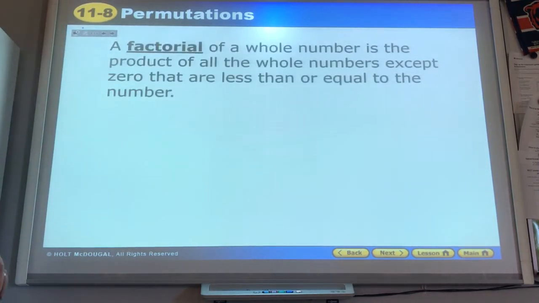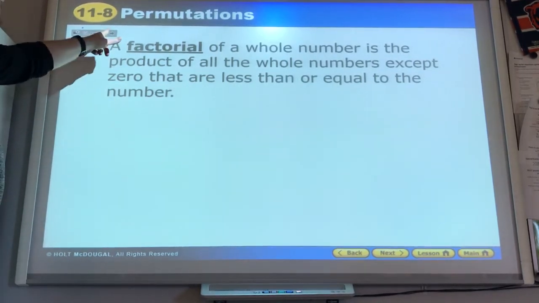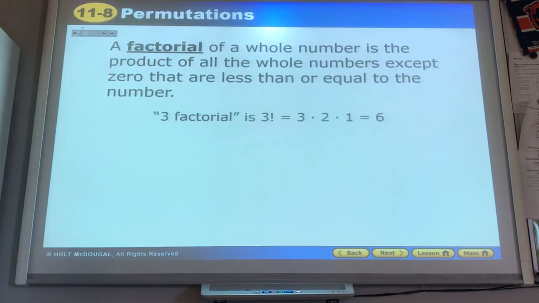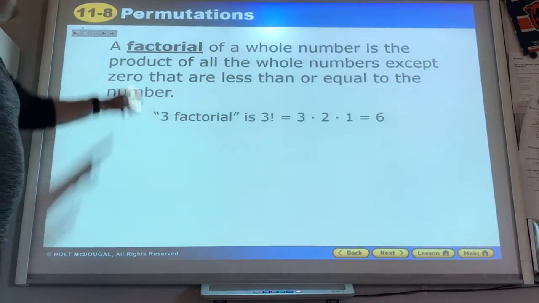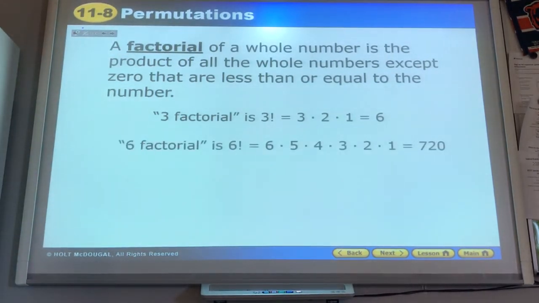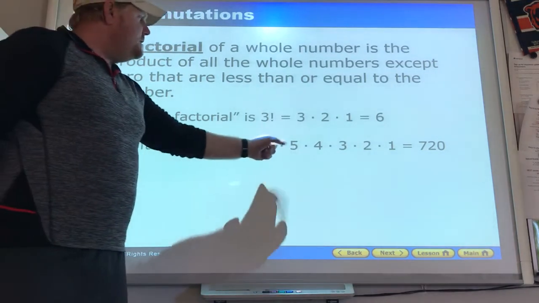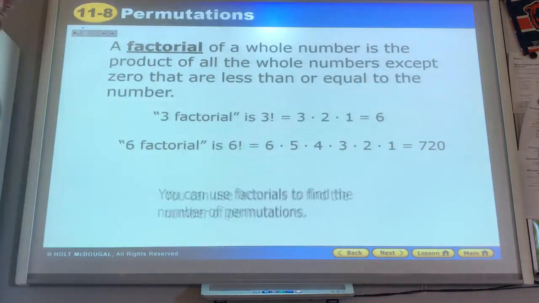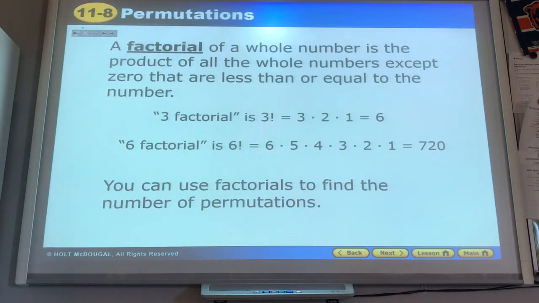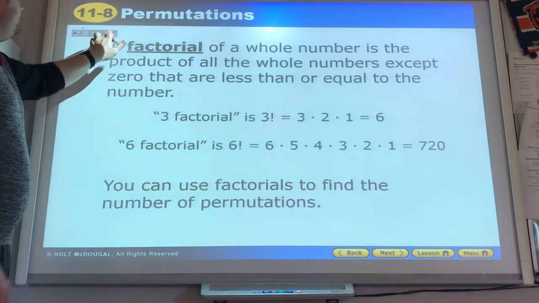A factorial, which I've told you about the last 2 slides, here's the definition, of a whole number is the product of all the whole numbers except 0 that are less than or equal to that number. 3 factorial is 3 times 2 times 1. Those are all the whole numbers less than or equal to 3 multiplied times each other, not including 0. 6 factorial would be 6 times 5 times 4 times 3 times 2 times 1, and that's 720. You can use factorials to find the number of permutations, or the number of ways things can be ordered.